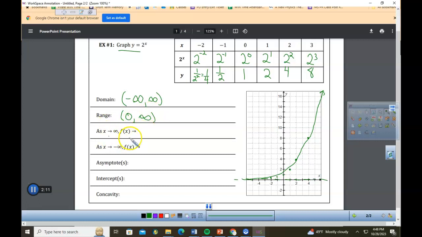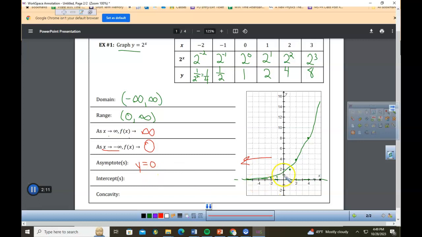As x approaches infinity, what's my f of x or my y do? So as I go to the right, what's it do? It goes up to infinity. It gets really, really, really big. Now what happens as I go to the left as x approaches -infinity? It gets small, but not infinitely small. It just gets really, really close to 0. It approaches 0. That means I do have an asymptote, a horizontal asymptote at y equals 0.